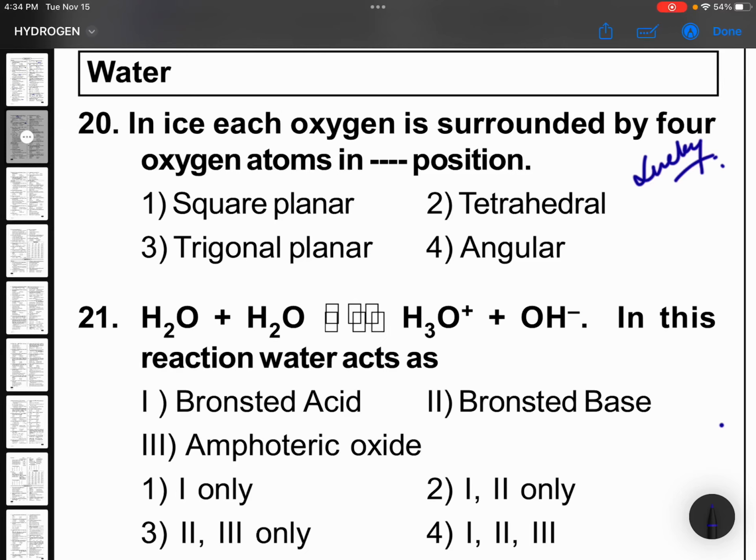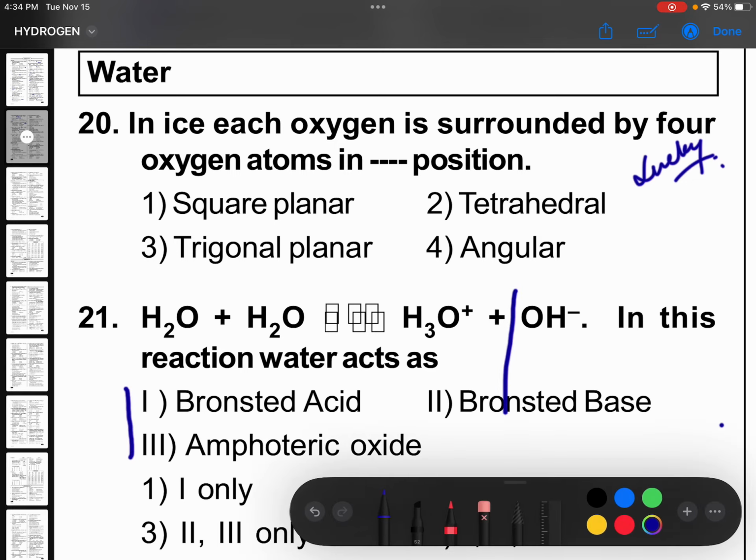We will discuss water. A few questions about water. In ice, each oxygen is surrounded by 4 oxygen atoms in tetrahedral position. Right? Tetrahedral position it will be.